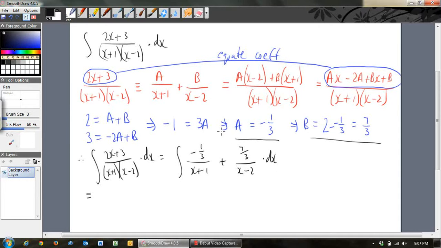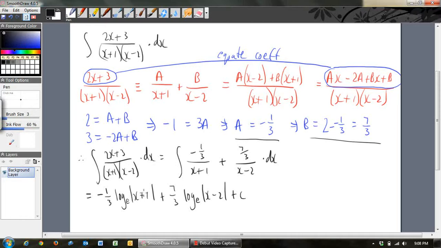This is equal to, we can now anti-differentiate this. This negative 1/3 just hangs out the front, negative 1/3. And the anti-differential of 1 over x plus 1 is log base e of x plus 1, like that. And this here is plus 7/3 log e of x minus 2 plus c. Now that is your answer.